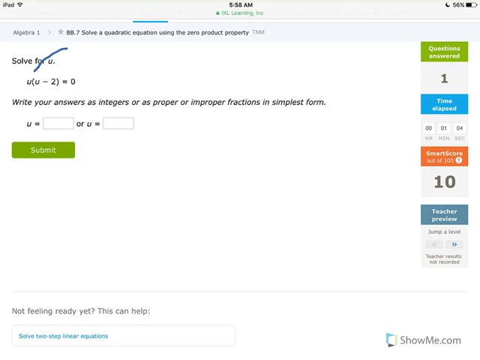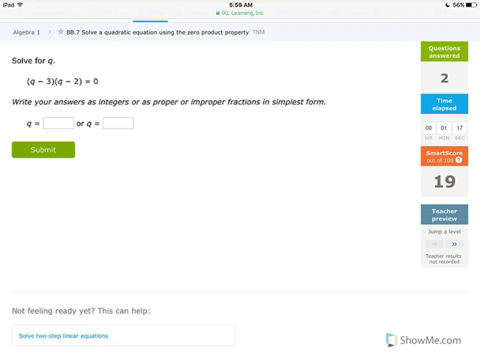So the first factor is just a factor of u. So if u was 0, then 0 times whatever u minus 2 works out to be doesn't really matter because u is already 0. You get a final answer of 0. And if u happened to be 2, 2 minus 2 would get you 0. So your two answers are 0 and 2. So you're just looking to see which value for the variable would make any one of those factors 0.